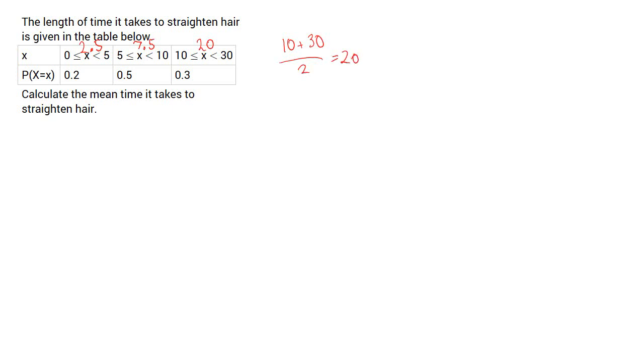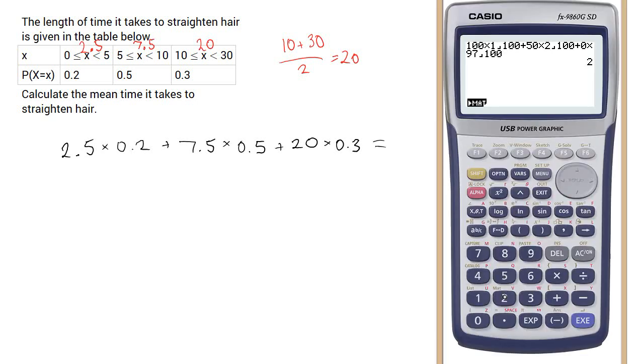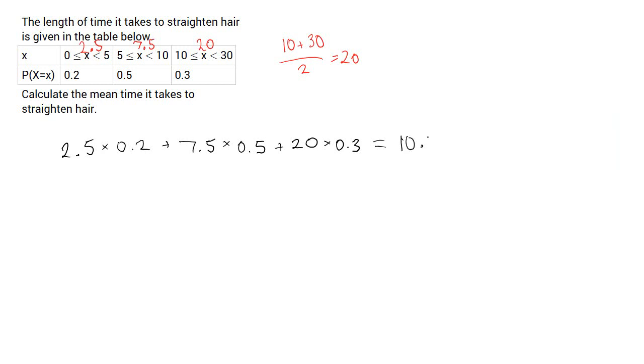So, now that we've got our numbers, we can apply exactly the same process as we did last time. So the probability it takes 2.5 minutes is 0.2. The probability it takes 7.5 minutes is 0.5, and the probability it takes 20 minutes is 0.3. Remember to add them all together. We grab our calculator and we type this all in. And we find out that it's equal to 10.25. So the average time to straighten your hair is 10.25 minutes.